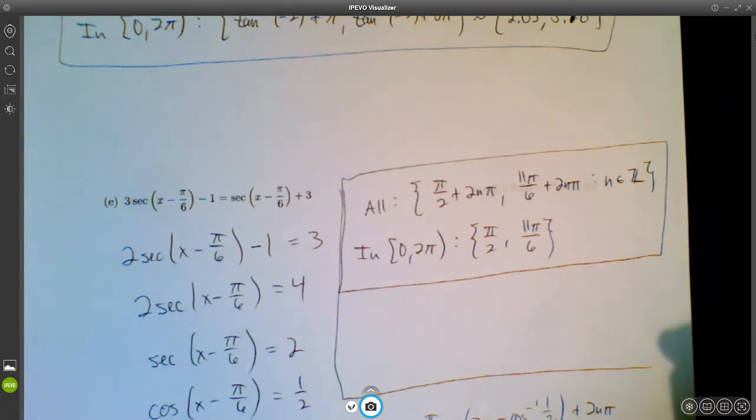Okay, so that's how we would do part E. How many more of these do we have? I think I've got 3 more examples, okay? 3 more examples.